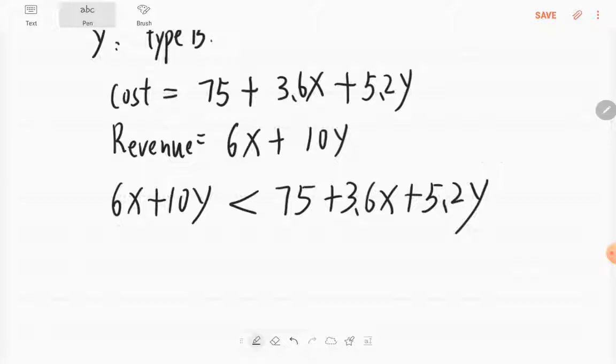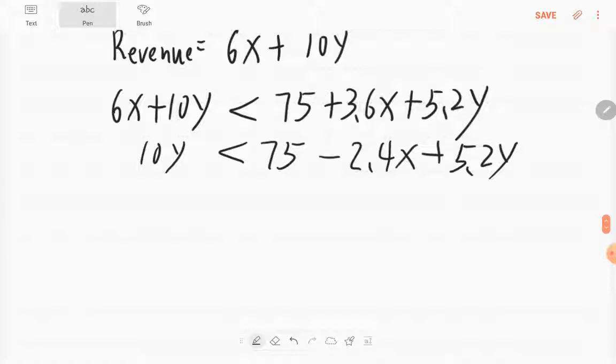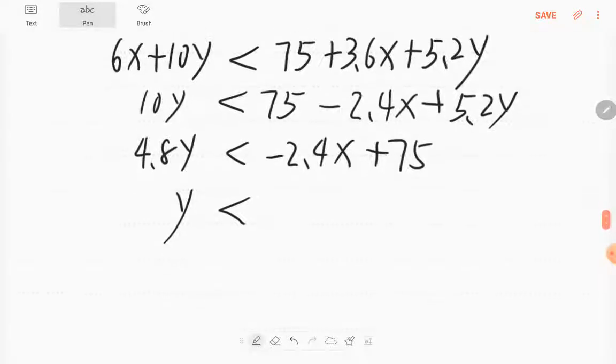So we subtract 6x on both sides. So you have 10y less than 75 minus 2.4x plus 5.2y, right? Then we subtract 5.2y on both sides. You have 4.8y less than negative 2.4x plus 75, right? Then you divide by 4.8 because 4.8 is a positive number, so you still keep this direction for the inequality.